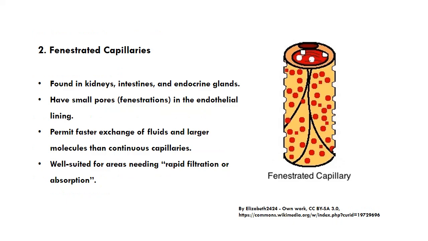Next are fenestrated capillaries. These are a bit different because their lining has tiny pores or windows called fenestrations. You will find them in organs like the kidneys, intestines and endocrine glands, places where materials need to move in and out quickly. Thanks to these pores, they allow faster exchange of fluids and larger molecules. They are perfectly designed for processes like filtration, absorption and hormone release.